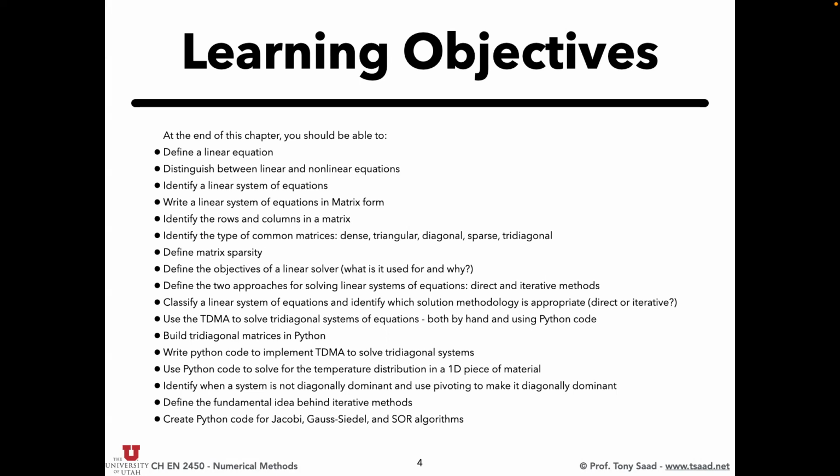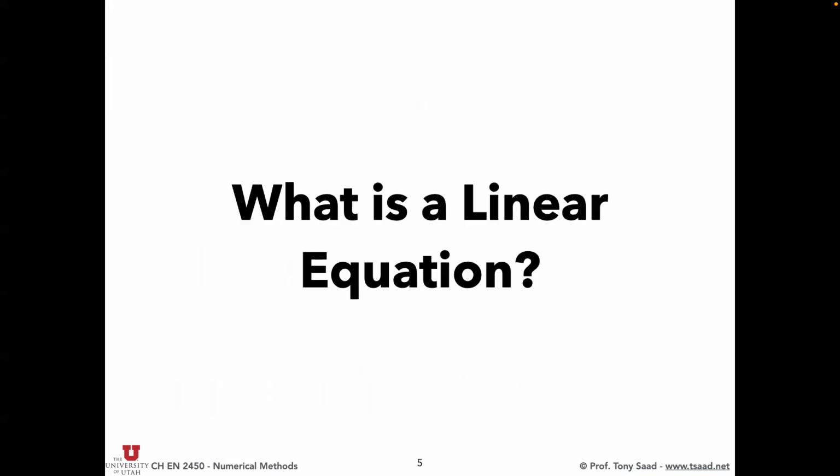And identify what diagonal dominance is, and when a system is not diagonally dominant, how to make it diagonally dominant. You'll see what that means. The idea behind iterative methods, and then finally write code for 3 iterative methods: Jacobi, Gauss-Seidel, and successive over-relaxation. Okay, let's start. What is a linear equation?